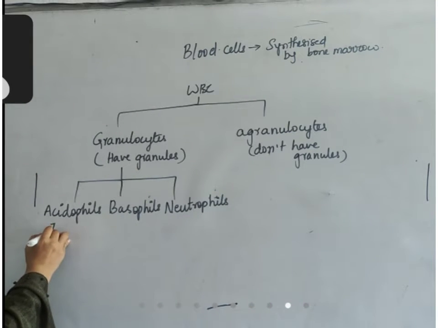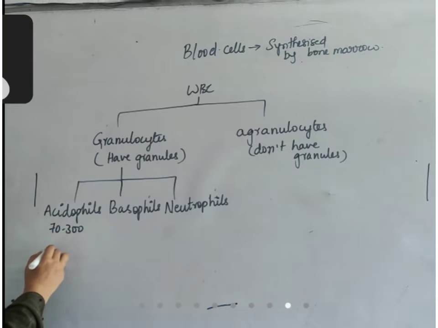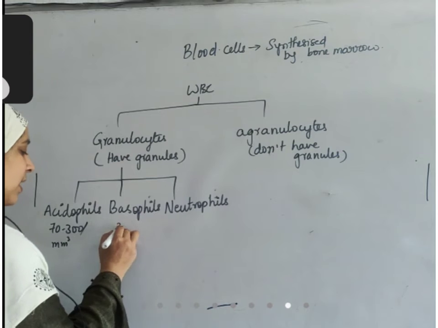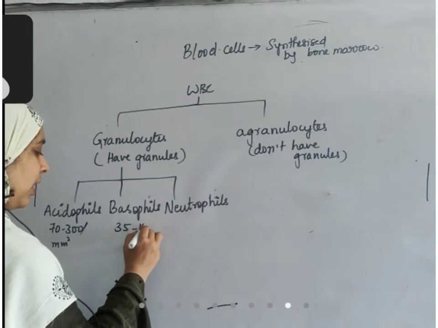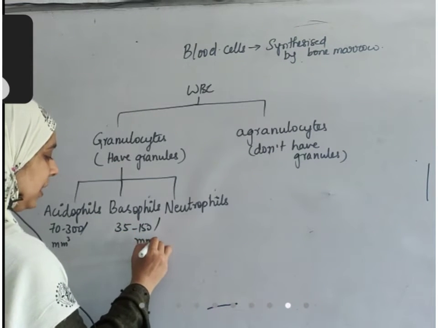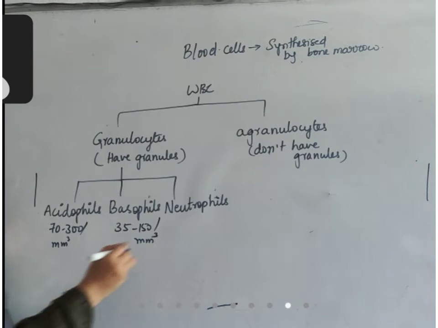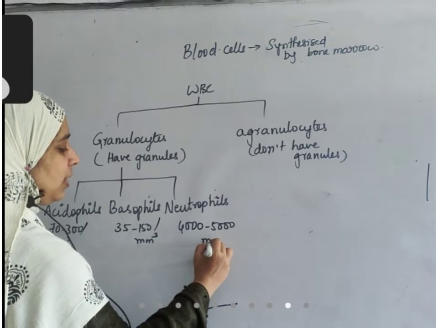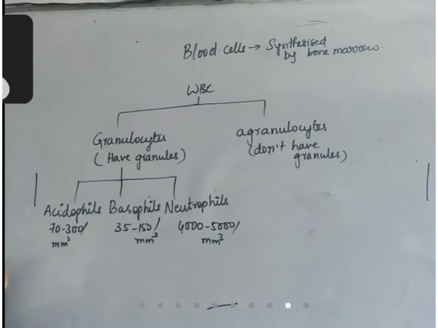Acidophils: 70 to 300 per cubic millimeter. Basophils: 35 to 150 per cubic millimeter. Neutrophils: 4,000 to 5,000 per cubic millimeter. Okay.